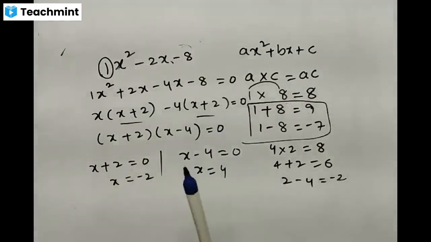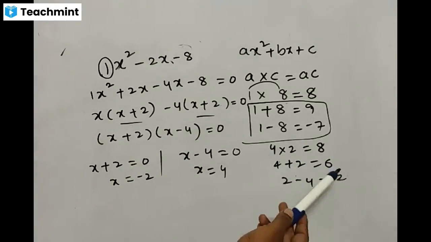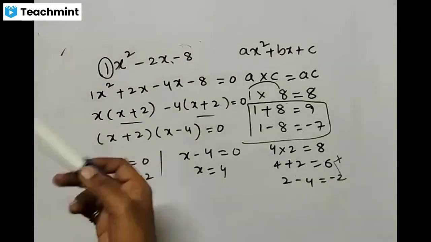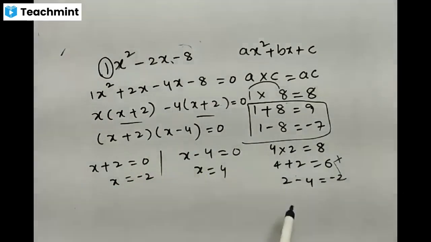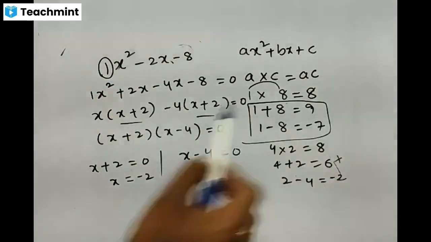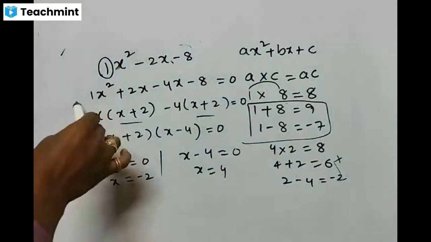4 2s are 8, 2 4s are 8, like that other factors. So I am taking 4 2s are 8. 4 plus 2 is giving 6. Don't take this one. The middle term is -2. 2 minus 4 is giving -2. Take that 2 minus 4. So now -2 can be written as 2 minus 4.